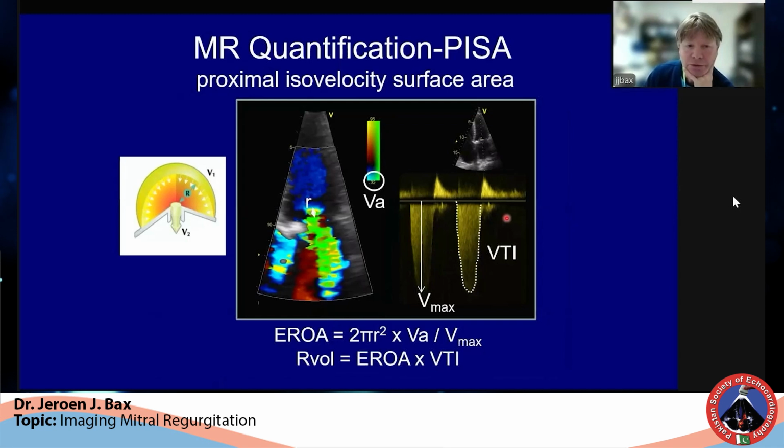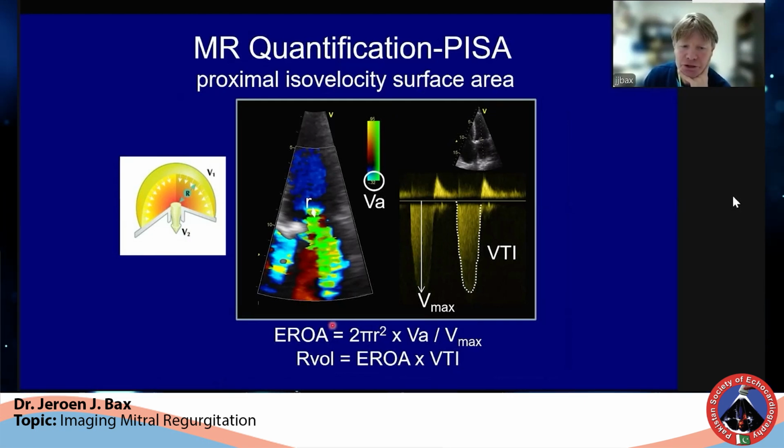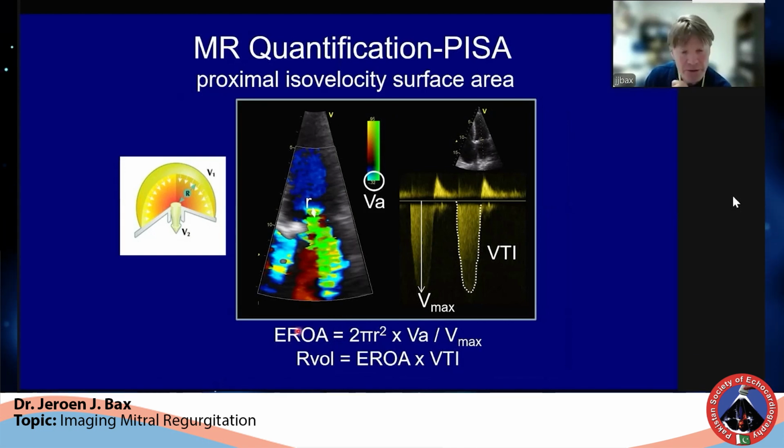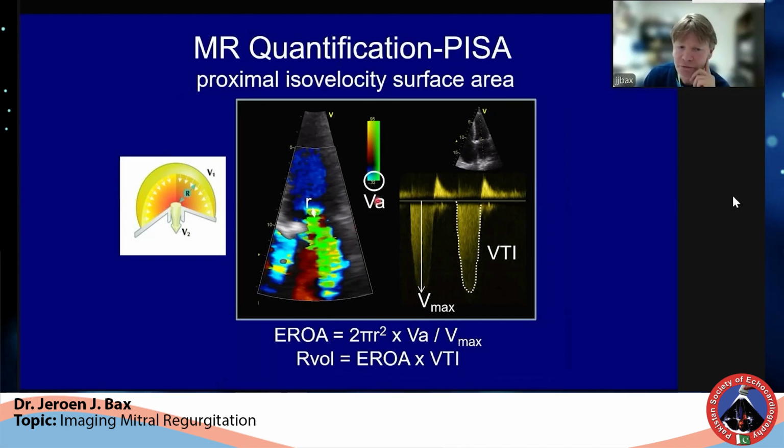Then we come to the mitral regurgitation quantification. This is the famous PISA, proximal isovelocity surface area. This is built up first measuring the effective regurgitant orifice area, which in a simple word is the leaking hole. So we use for that 2πr squared. The r is the first radius that you see here, the velocity aliasing, times velocity aliasing divided by the velocity max. Now this one is an easy one to get. This one, if I make a small mistake of 1 millimeter, it changes completely the severity.